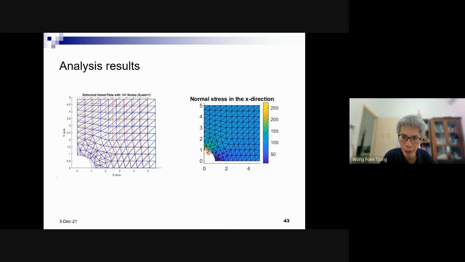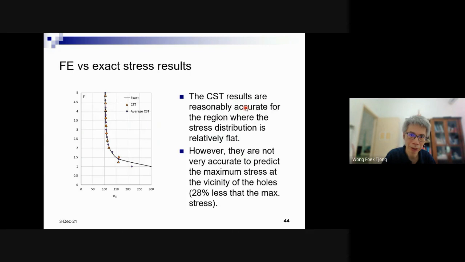This is the area where we have high stress around the hole. This should be 0, right? But this is almost 300, but not yet. Maybe we should use a finer mesh here to achieve 300. And this is the stress distribution near the hole, I mean here.